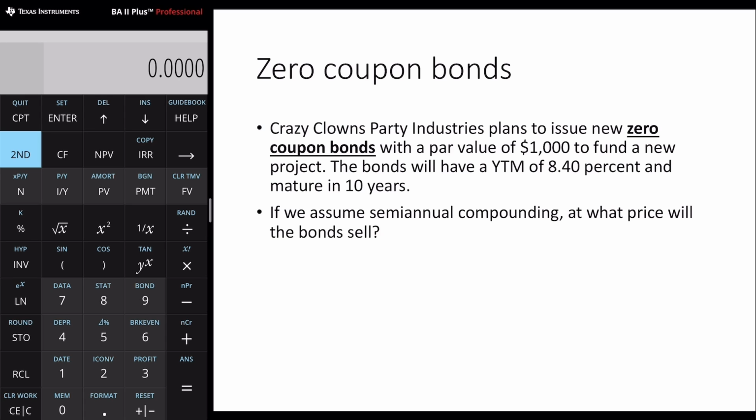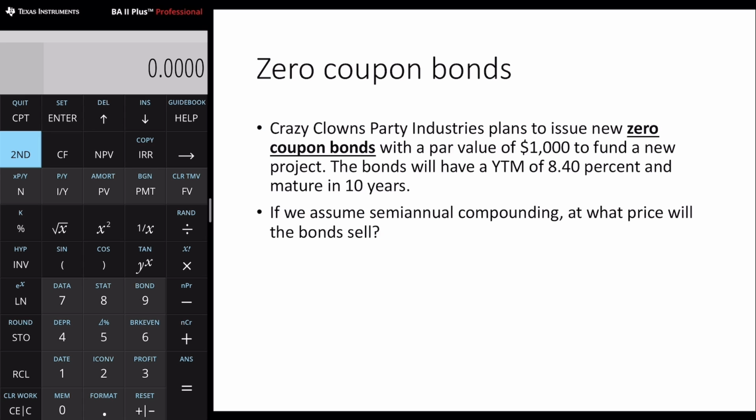Okay, so we have this interesting company here, Crazy Clowns Party Industries, plans to issue new zero coupon bonds with a par value of 1,000 to fund a new project. The bonds will have a yield to maturity of 8.4% and will mature in 10 years. If we assume semi-annual compounding, at what price will we sell the bonds today?